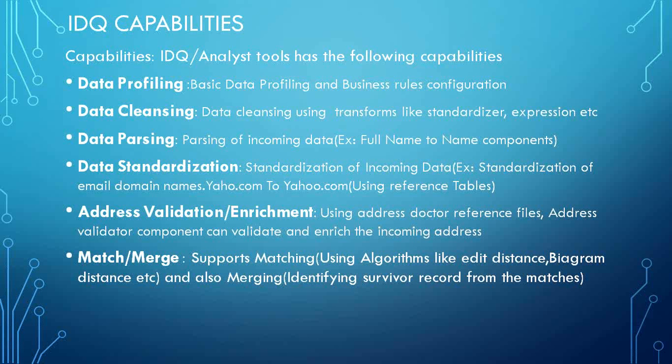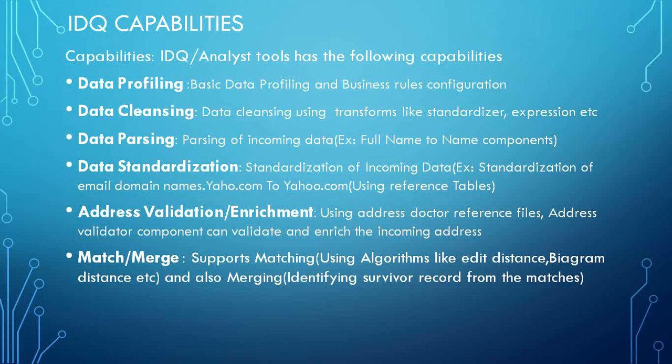Okay, and also then we can do data cleansing using transformations like standardizer and expression. Some examples of data cleansing are, you can remove special characters, or you can remove junk strings, something like a care-of symbol. So what is parsing? Here we took an example, which is parsing a full name into individual name components like prefix, suffix, and all these things.